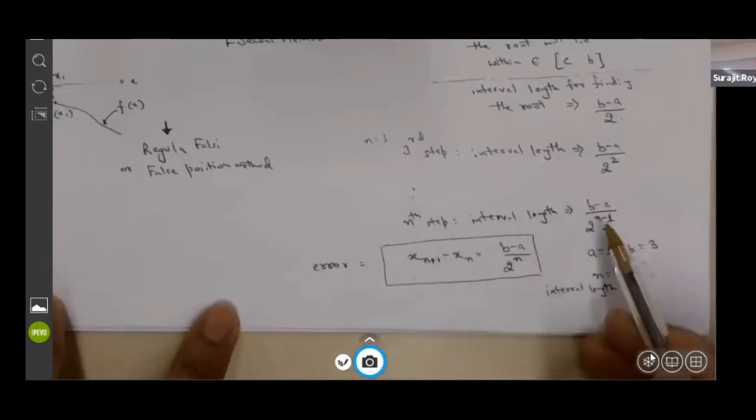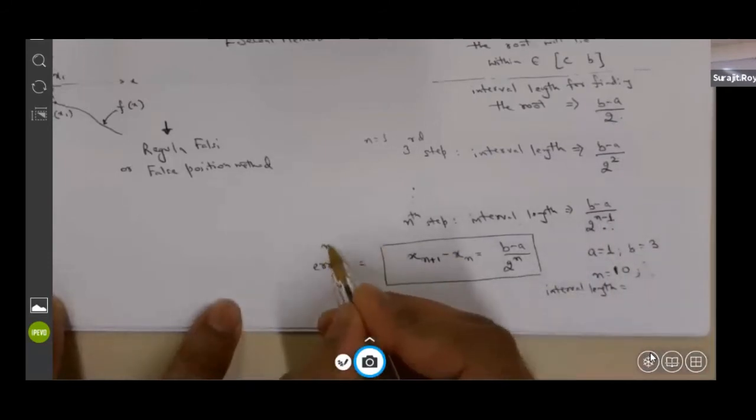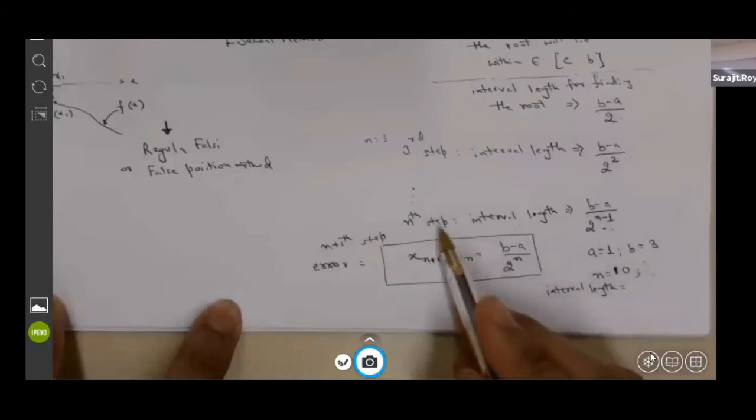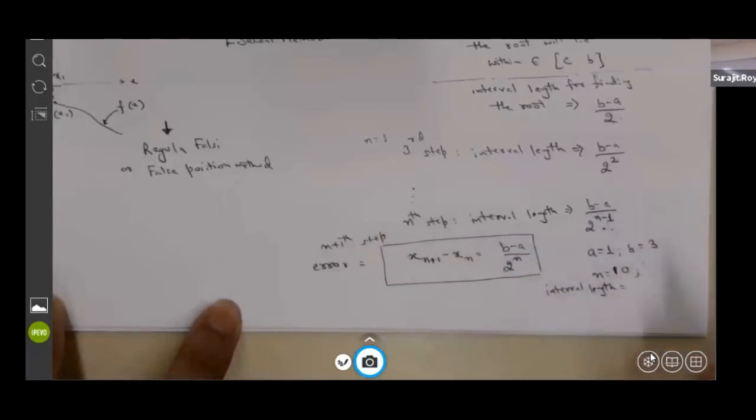At the nth step, the interval length is given by this. This is for the n plus 1th step. So at the nth step, interval length is given by this. So if a is 1, b is 3, n is 10, that means I'm at the 10th step. What will be the interval length in number? Can you guys let me know after calculations using your calculator?